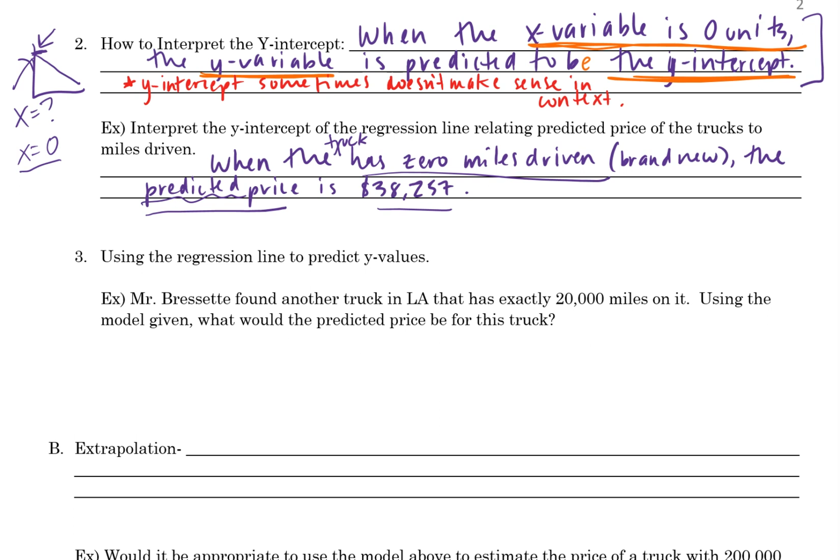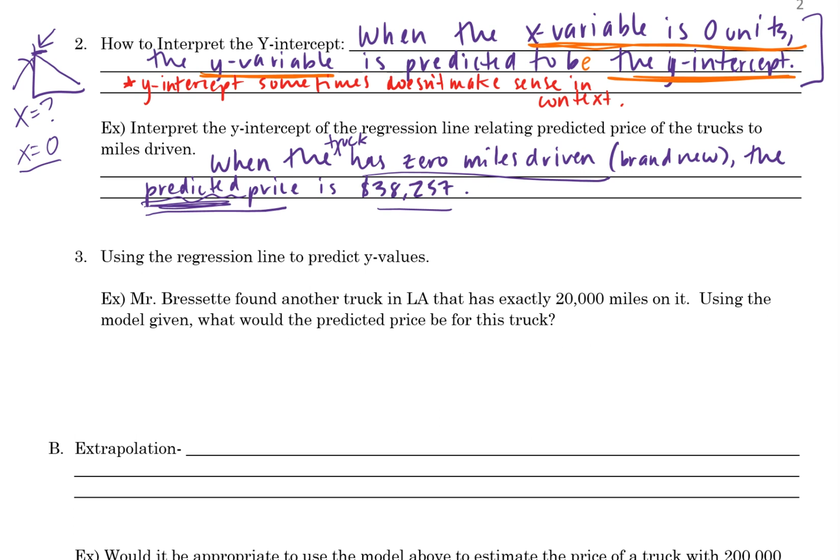Unless I have an actual truck in my list of data with 0 miles that is $38,257, what I have just said is not true. So I need to make sure I use the word predicted. The truck is predicted to be 38,257. It's not definitely 38,257.